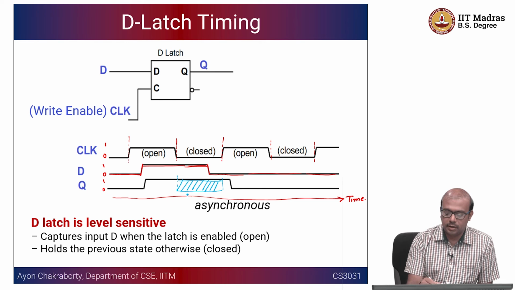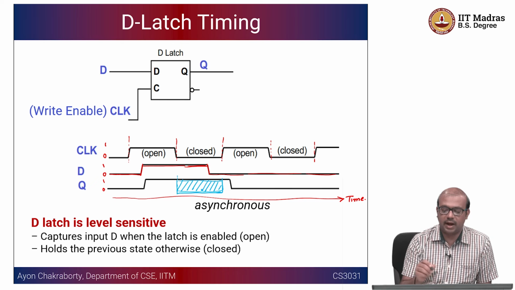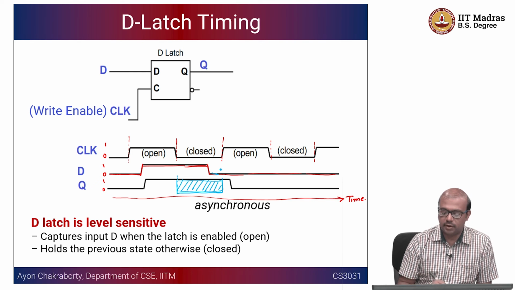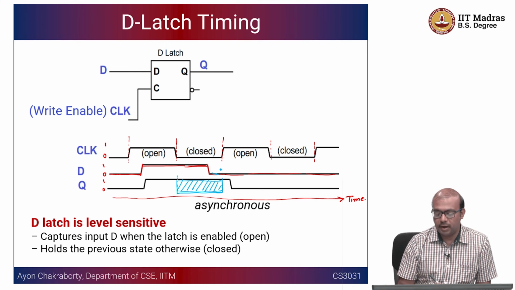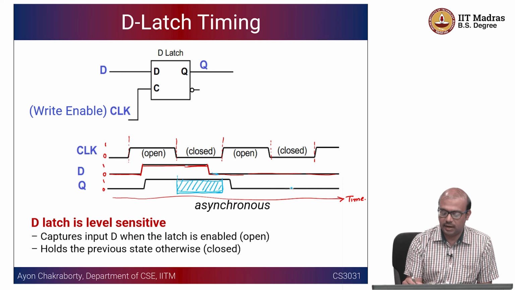Okay, this is Q, but Q is not going to listen to D if the write enable is closed. In this part, clock is equal to 0. So if you can see, this change was not reflected. Only when it opened one more time is it going to get reflected. So later it got reflected, and again after that it did not change its value.